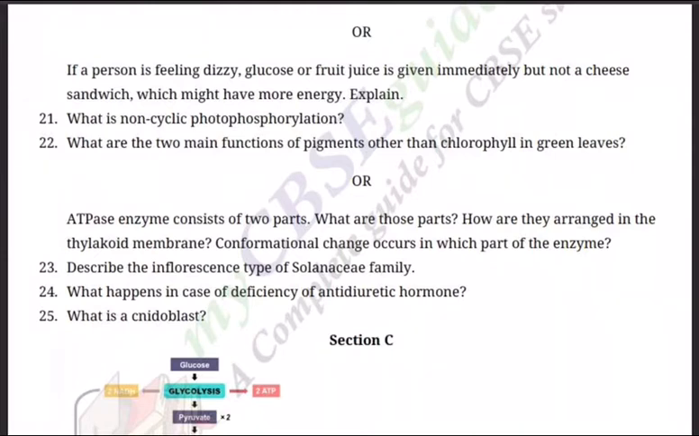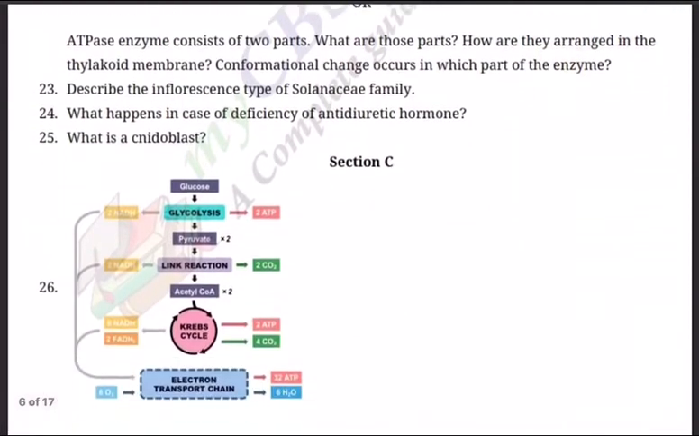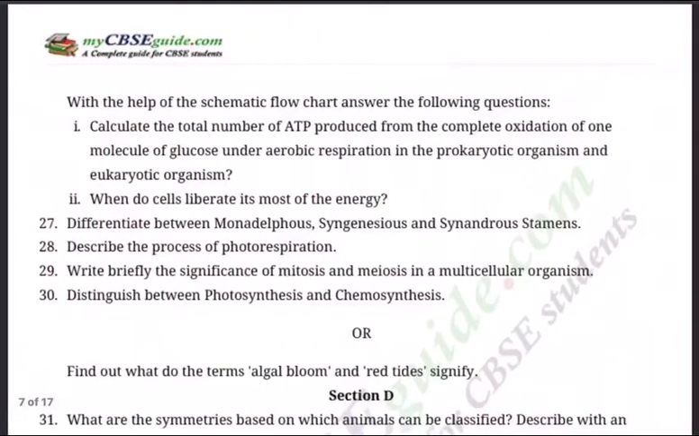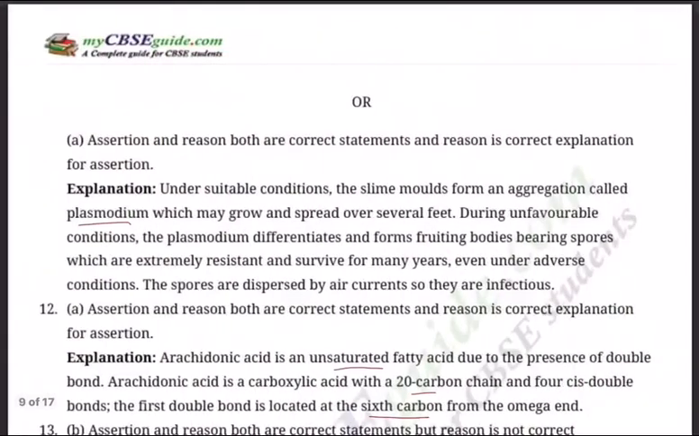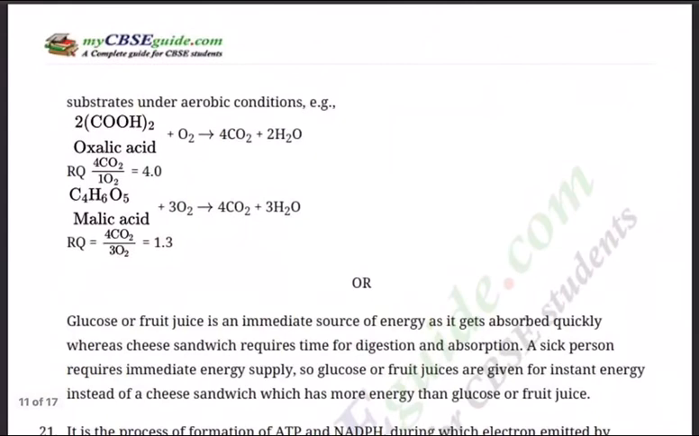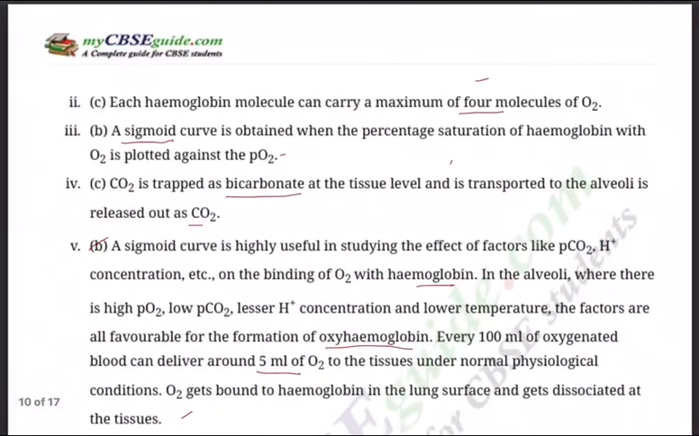Question 23. Describe the inflorescence type of Solanaceae family. Question 24. What happens in case of deficiency of antidiuretic hormone? And the last one, what is nidoblast? The C is silent, nidoblast. And of course, section C we will see in our next session. And we go straight to the explanation of the questions.